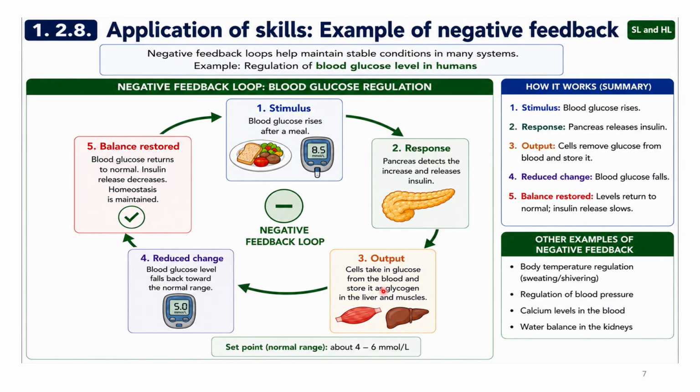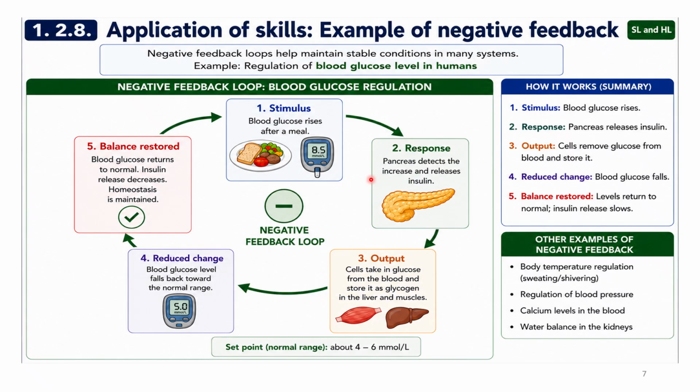As glucose is removed from the bloodstream, blood sugar levels gradually return to the normal set point. Once normal levels are restored, insulin secretion decreases, preventing blood glucose from falling too low. This is a negative feedback mechanism because the response opposes the initial change and restores balance.